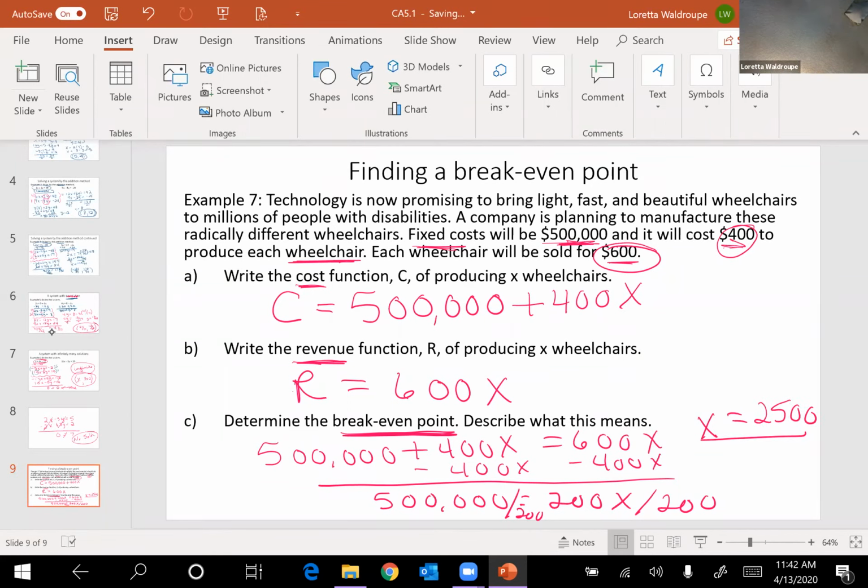That means when the company makes 2,500 wheelchairs, they break even. They don't lose money, they don't make money. If they make less than 2,500, they lose money. More than 2,500, they start making a profit. And that is your lecture for 5.1.